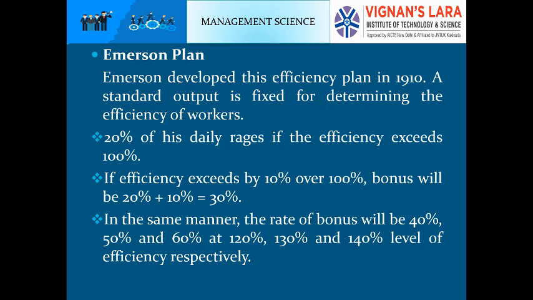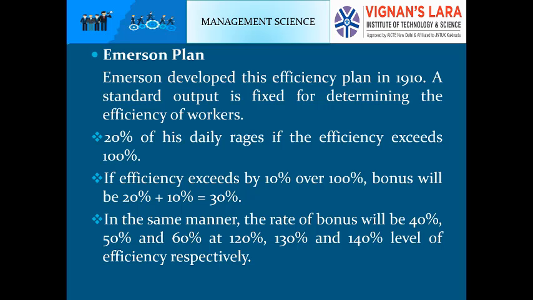incentive plan, the Emerson plan. Emerson is an economist. He developed his own plan for determination of wages in the year 1910. According to Emerson, there are two types of efficiency rates. According to the efficiency rate, remuneration is allotted to workers on the basis of standard time and actual time. A standard output is fixed for determining the efficiency of workers. That is 20% of his daily wage rate if the efficiency exceeds 100%.